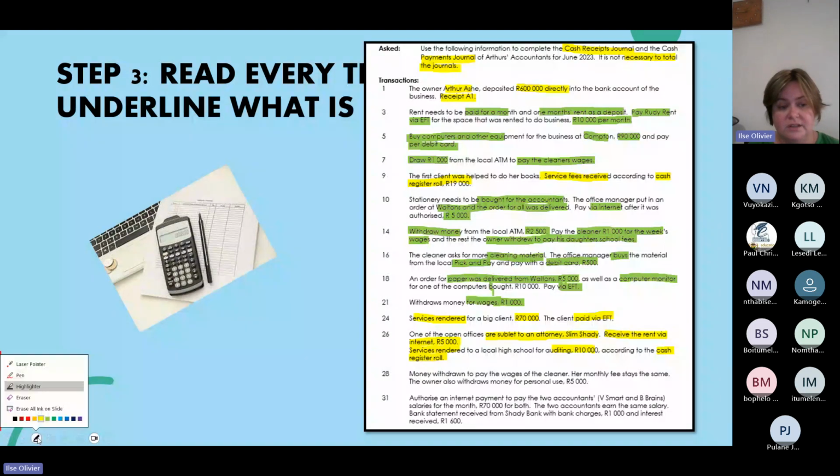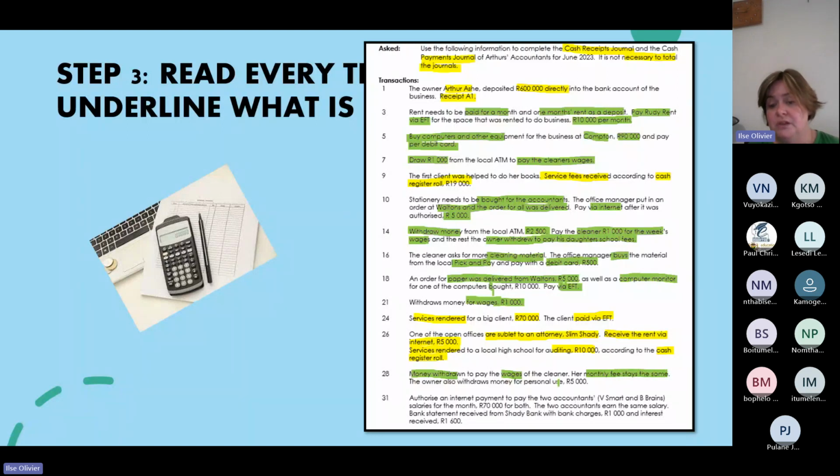Then the next transaction said, money withdrawn to pay wages of the cleaner. So you're paying the wages of the cleaner again. A monthly fee, a weekly fee stays the same. So a weekly fee, if you look there, was 1,000 Rand. So it will be 1,000 Rand again. The owner also withdraws money for personal use, 5,000 Rand. And that would be drawings. But now you must be very careful because you withdrew 1,000 Rand plus another 5,000. So you withdrew 6,000 Rand.